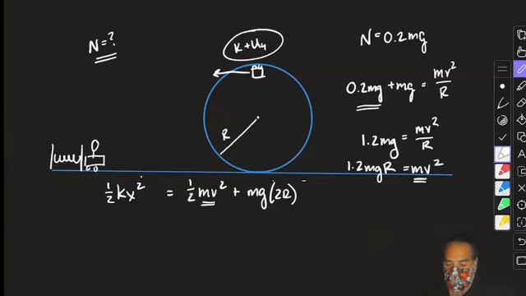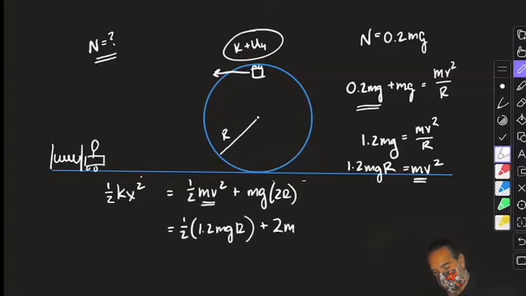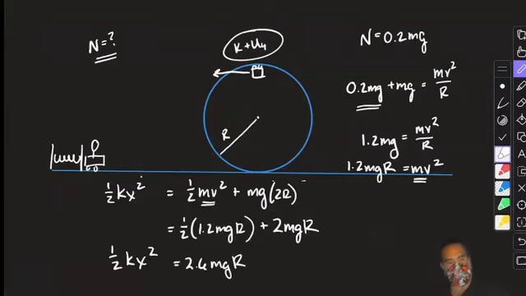Whenever there's centripetal acceleration, you might want to look for that because you have mv squared in both places. It will save you time and probably save you algebra mistakes when you forget to square something or you forget to square root it. But this just means that I get 1/2 times 1.2 mgr plus 2 mgr. Notice the whole right side is all in terms of mg and r. This comes out to be 2.6 mgr. And this side is 1/2 kx squared.